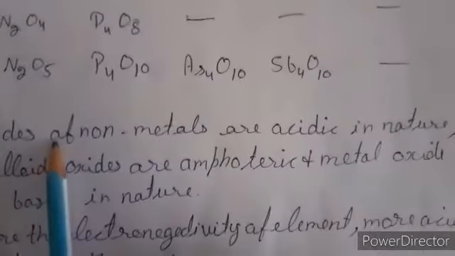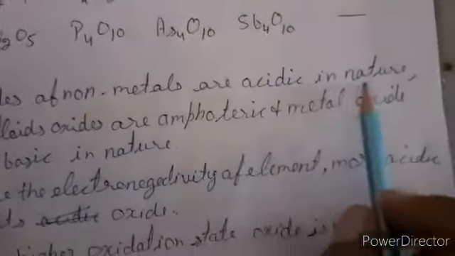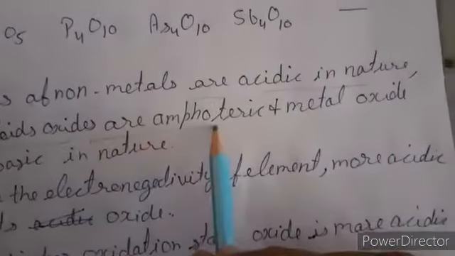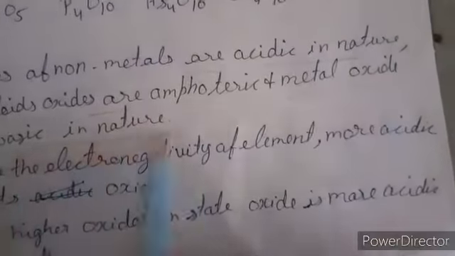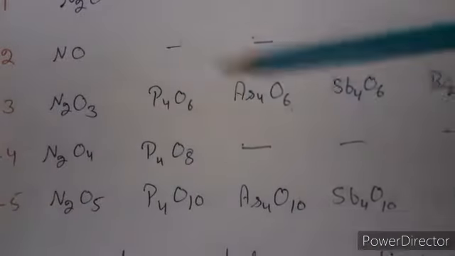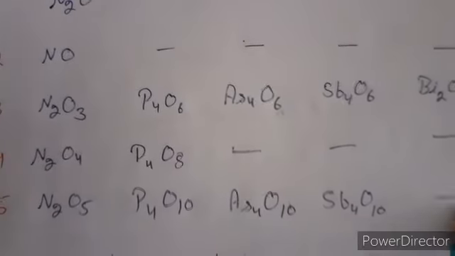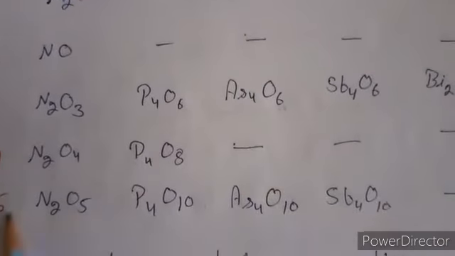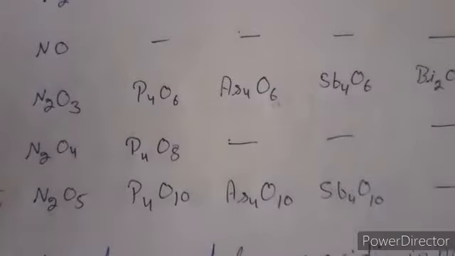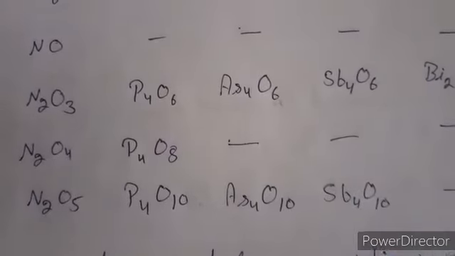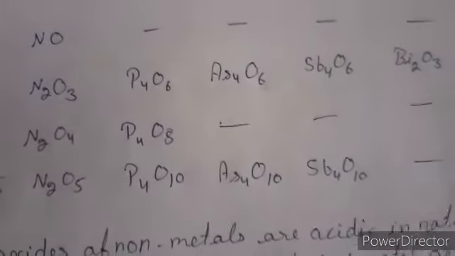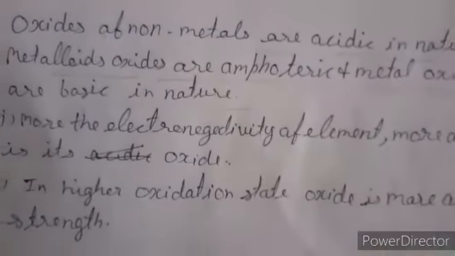So the oxides of non-metals are acidic in nature. You already know metal hydroxides are amphoteric in nature and metal oxides are basic in nature. It means the oxides of nitrogen are acidic in nature, and the acidic character decreases from nitrogen to bismuth. So nitrogen and phosphorus oxides are acidic in nature, arsenic and antimony oxides are amphoteric, and bismuth oxide is basic in nature. So let us discuss why.